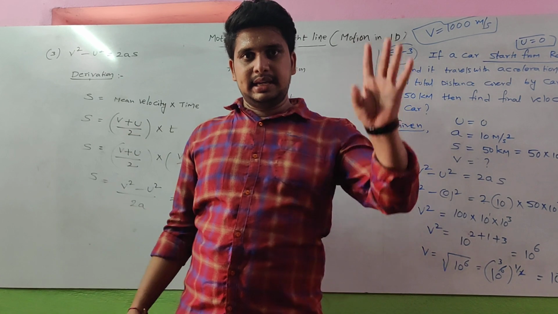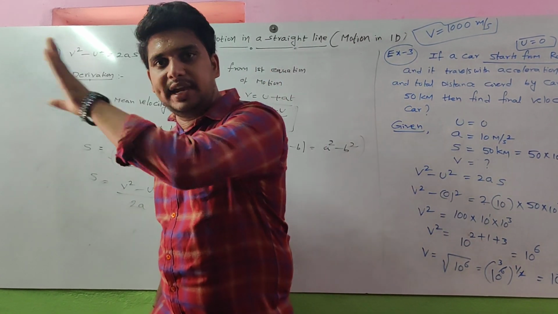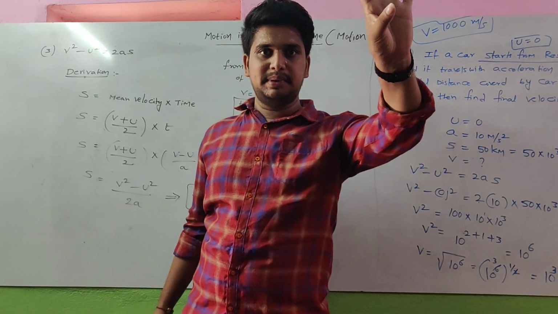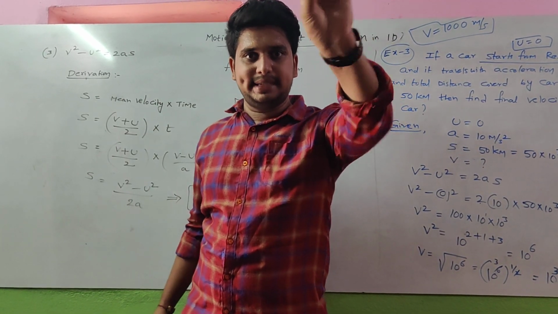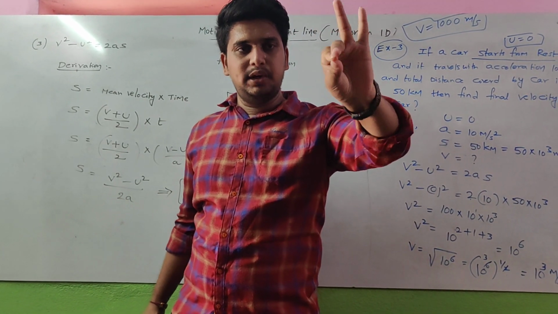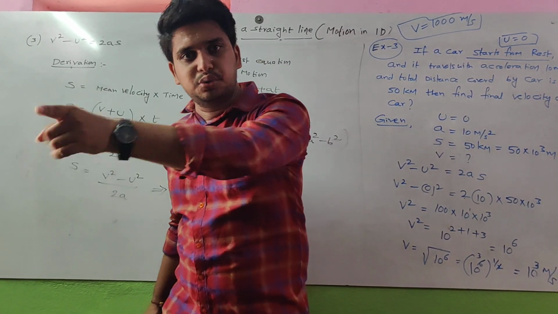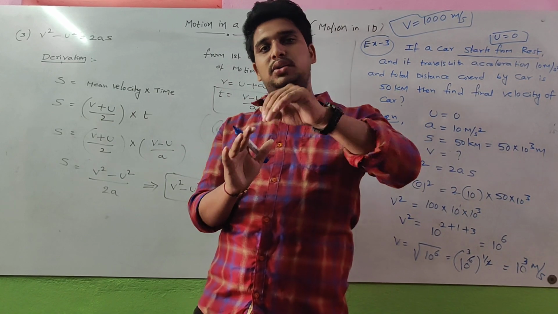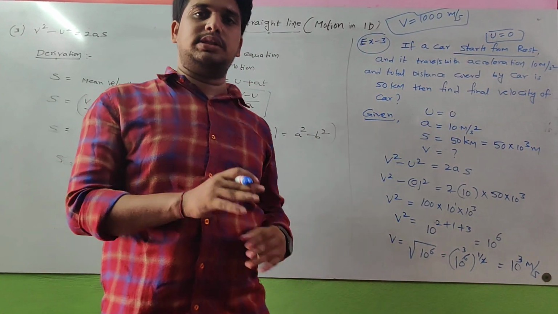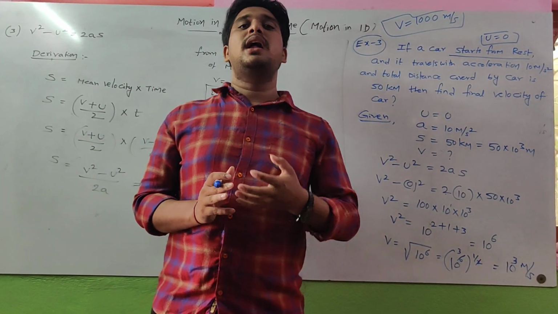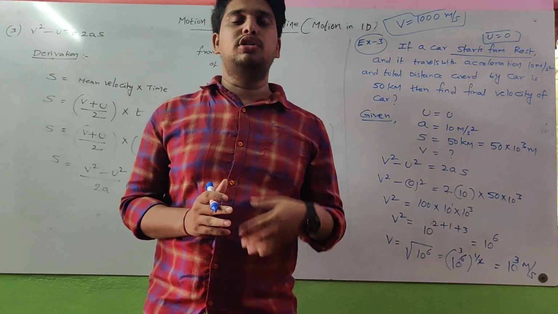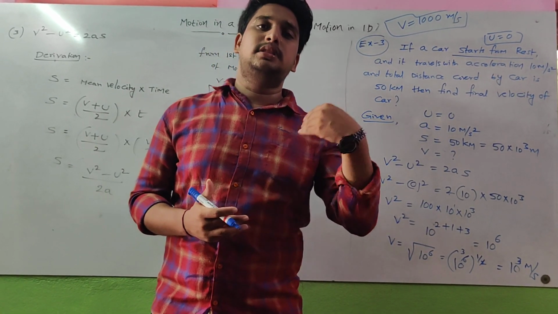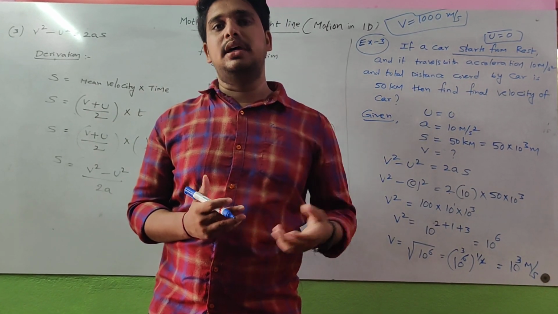Second equation: s is equal to ut plus half at square. This is a relation between s, u, a, t. If s, u, a, t are given, you should choose the second equation. In this, 3 parameters are given in the question, and we should find the fourth, the unknown parameter. Any 3 parameters are given, and the unknown parameter we must find in the question.